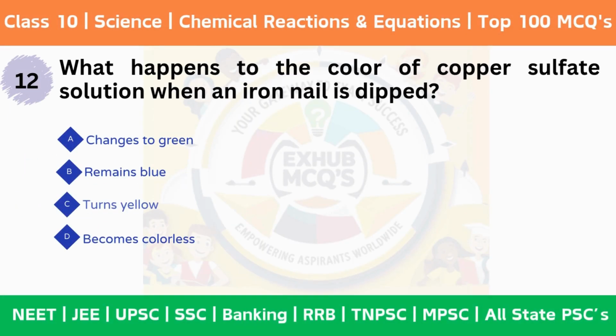MCQ 12. What happens to the color of copper sulfate solution when an iron nail is dipped into it? Option A, changes to green. Option B, remains blue. Option C, turns yellow. Option D, becomes colorless.